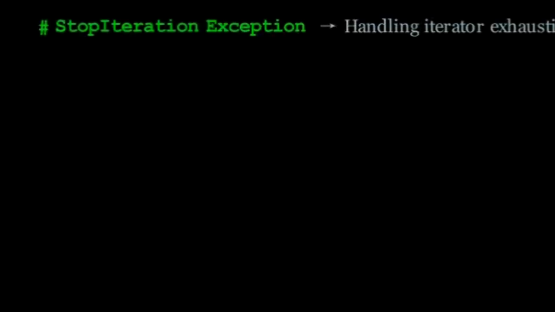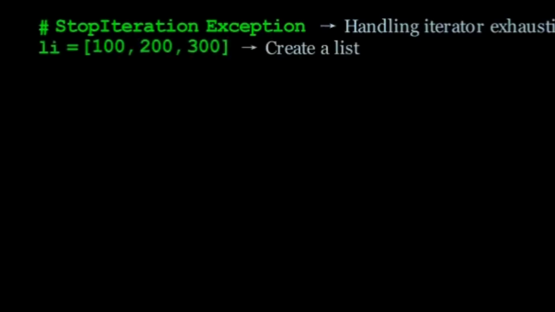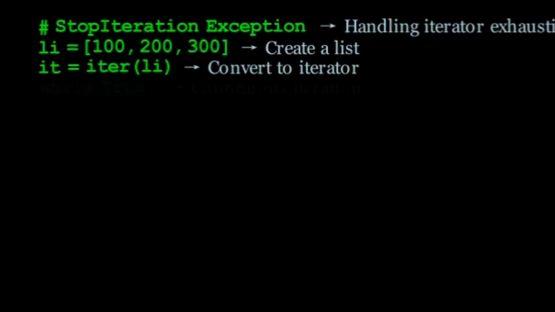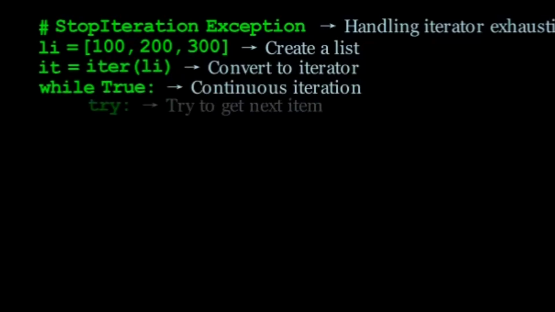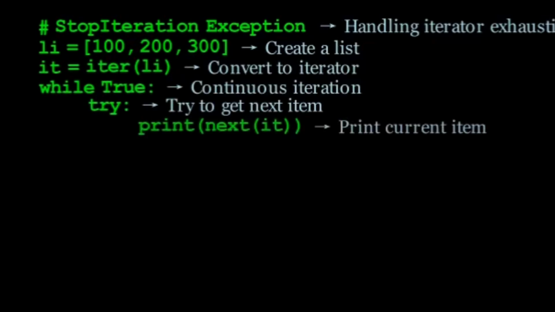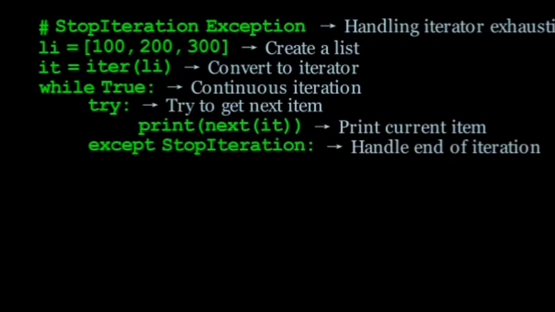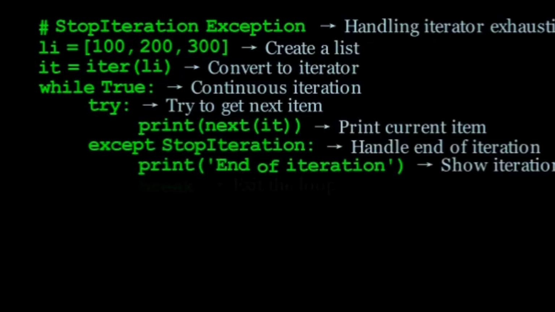Now we will handle the StopIteration. We start with a list of 3 elements and convert it into an iterator. Then we set up a while loop to fetch the values. Inside the loop, we use a try except block. We attempt to get the next value using the next method. If successful, we print the value. When the iterator is exhausted, it raises a StopIteration exception. We catch this exception, print a message and break the loop. This pattern allows us to safely exhaust an iterator without any errors.